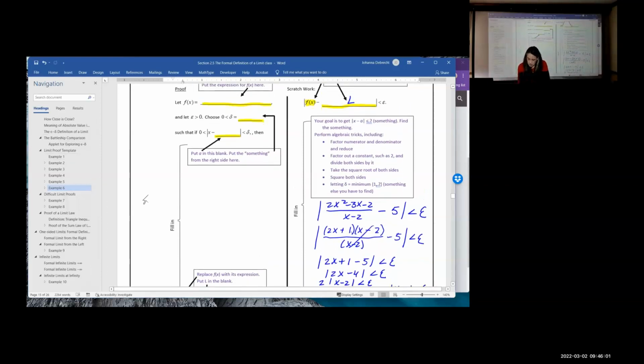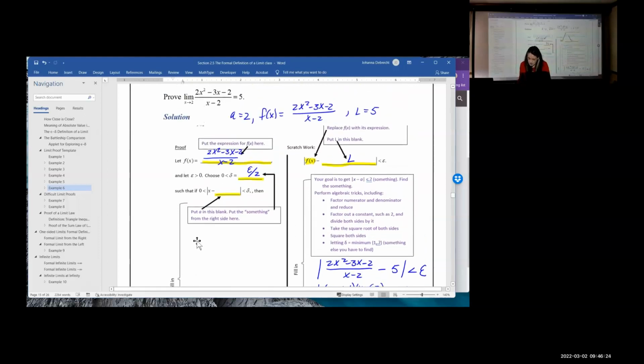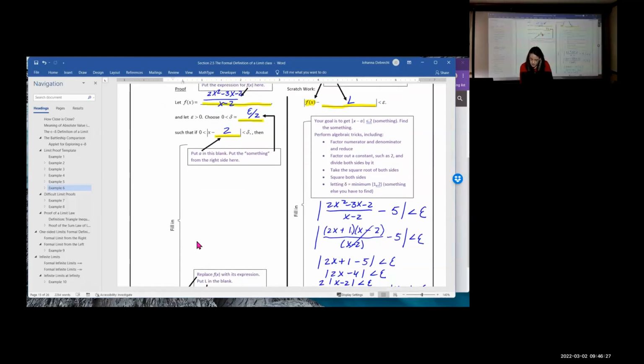So we're going to start up here with the function. Let f of x be 2x squared minus 3x minus 2 over x minus 2, and let epsilon be greater than 0. Choose 0 less than delta equal to epsilon over 2, such that if x is not equal to a but close to a, where a is, what was a? 2, less than delta, then the absolute value of x minus 2 is less than epsilon over 2.